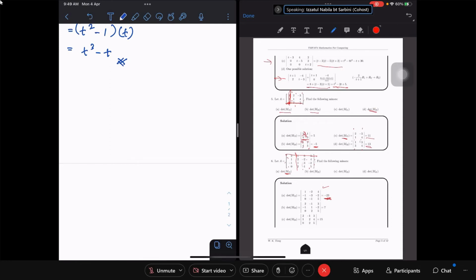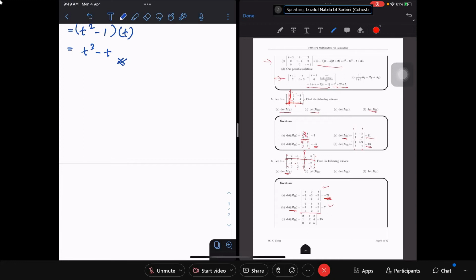For 2, 3, same thing, you cover the second row and the third column. So you cover the second row and the third column. So you need to calculate the determinant for matrix 2, negative 1, 3, negative 1, 1, negative 2, 0, 2, 5. This matrix. So you calculate and it is equal to 7. How do you calculate? Using methods to find the determinant.